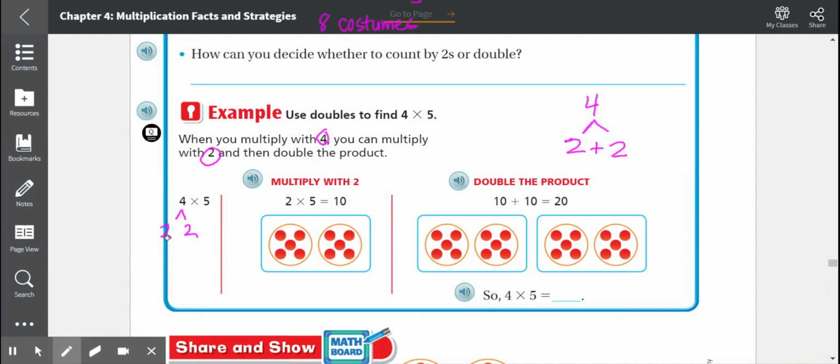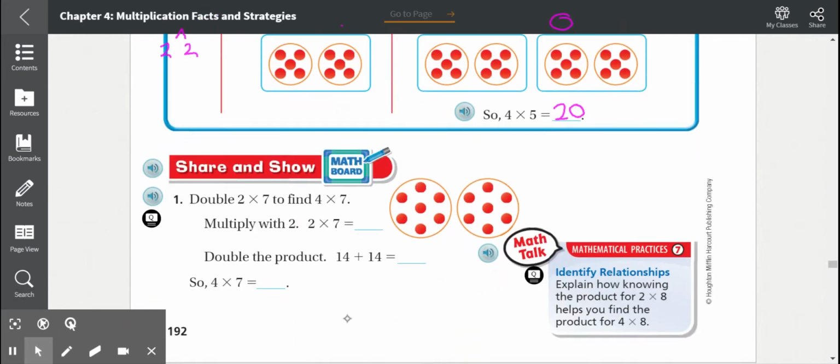Okay, so let's do 2 times 5 first. So 2 times 5 is 10, but we're not doing 2 times 5, we're doing 4 times 5. So if we double the number 10, we'll get our answer. So then we have 10 plus 10, which is 20. So we know that 4 times 5 equals 20. Okay, let's just do some more practicing.